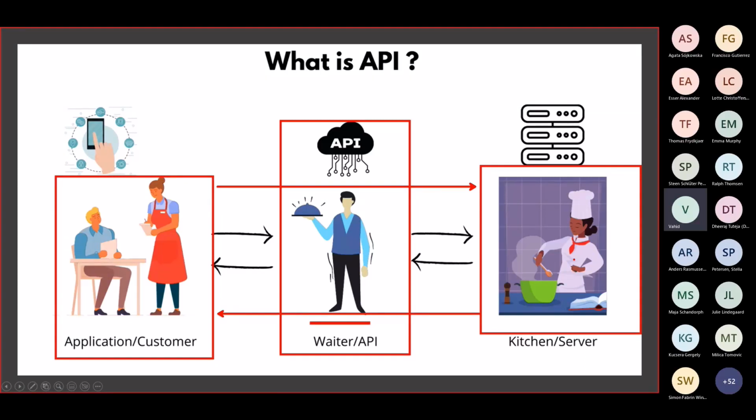So there are many benefits of using the API. The first and most important one is automation. We can automate some jobs and tasks with the API.